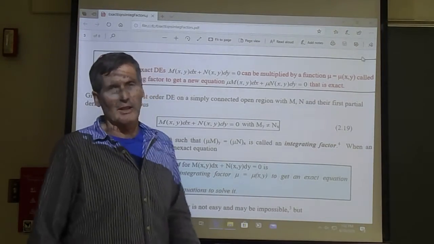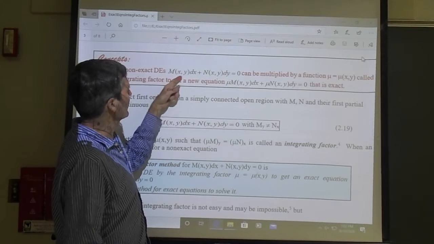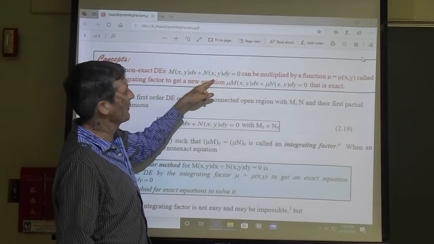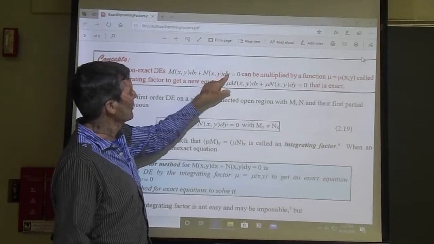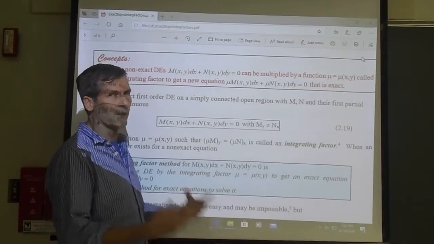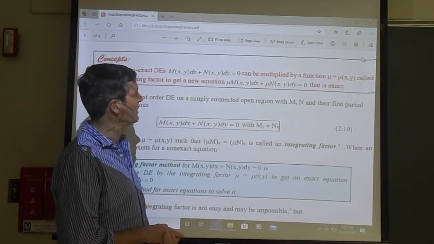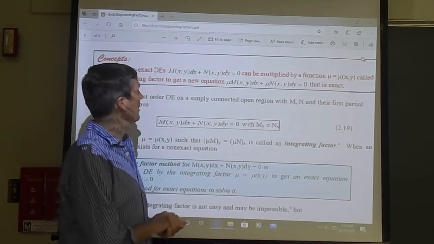We discussed exact equations. If we had an exact differential, M is dφ/dx and N is dφ/dy for the same function φ, then this whole equation was just dφ equals 0. You could integrate it to get φ equals a constant and get implicit solutions to the differential equation. But what if you're not so lucky?